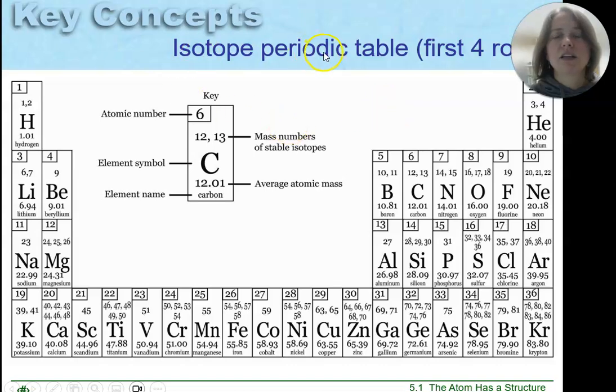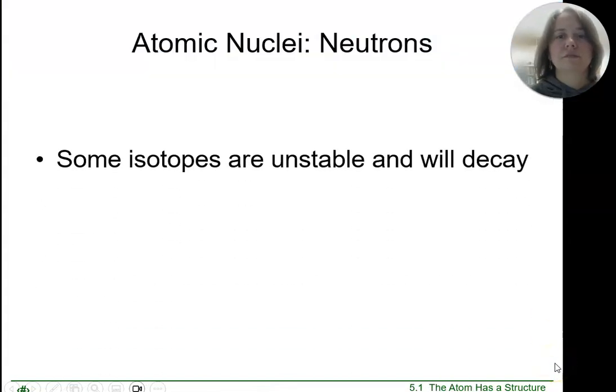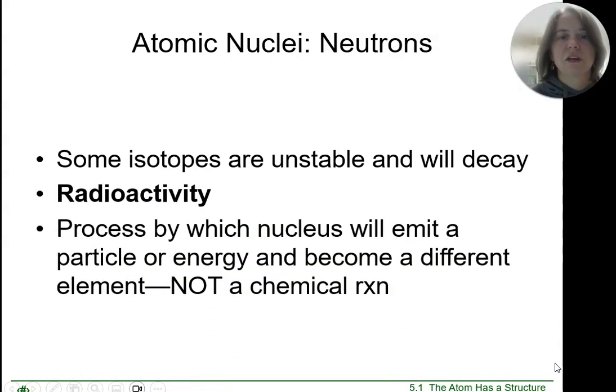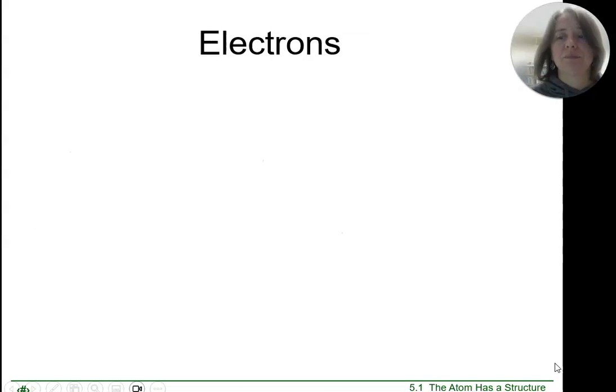Looking here are some isotopes of elements. Like hydrogen, you can have 2 isotopes, hydrogen 1 and hydrogen 2. Lithium, we talked about having 6 and 7, and then coming over to carbon, 12 and 13. Some isotopes are unstable and will decay, and that is radioactivity. It's the process by which the nucleus emits a particle or energy, and becomes a different element. This is not a chemical reaction. It does not involve electrons. This is the actual changing of the nucleus, so it's a new atom.